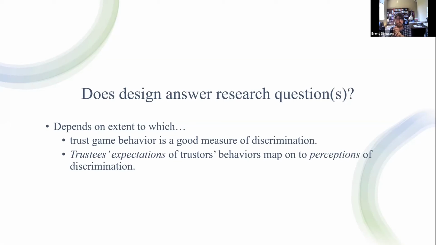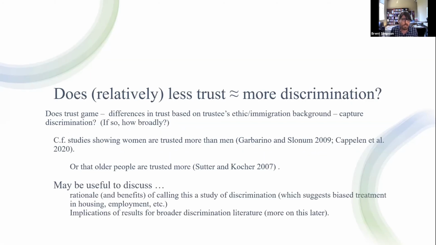And number two, that trustees' expectations of trusters' behaviors map onto perceptions of discrimination, right? So I'll take each of these in turn. So first of all, does relatively less trust approximate more discrimination, or do the trust game and differences in trust based on trustees' ethnic or immigration background capture discrimination, and if so, how broadly?